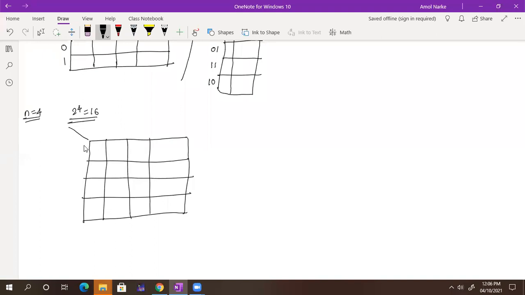Okay. Now here you can write down AB. Here you can write down CD. So AB becomes what here? 0 0, then 0 1, then 1 0, and 1 1. Everyone understand how I write this? Same way here: 0 0, 0 1, 1 0, and 1 1.